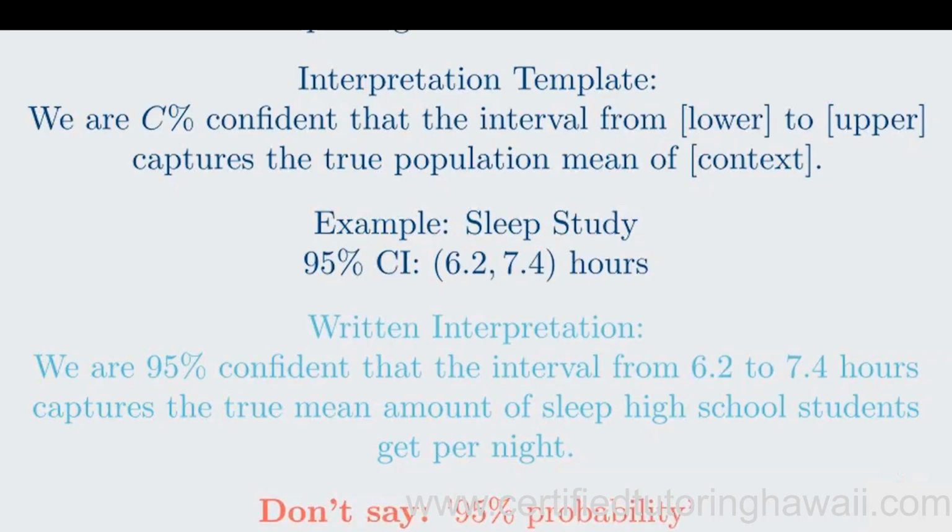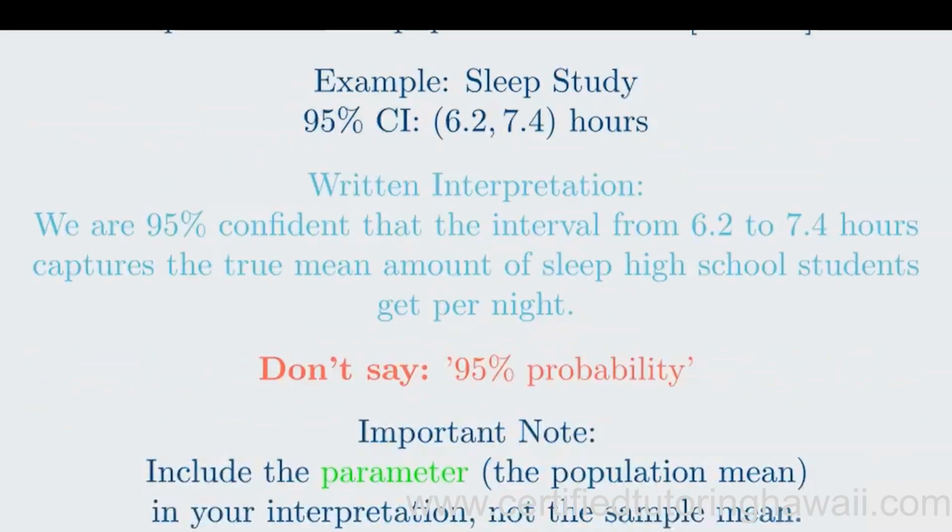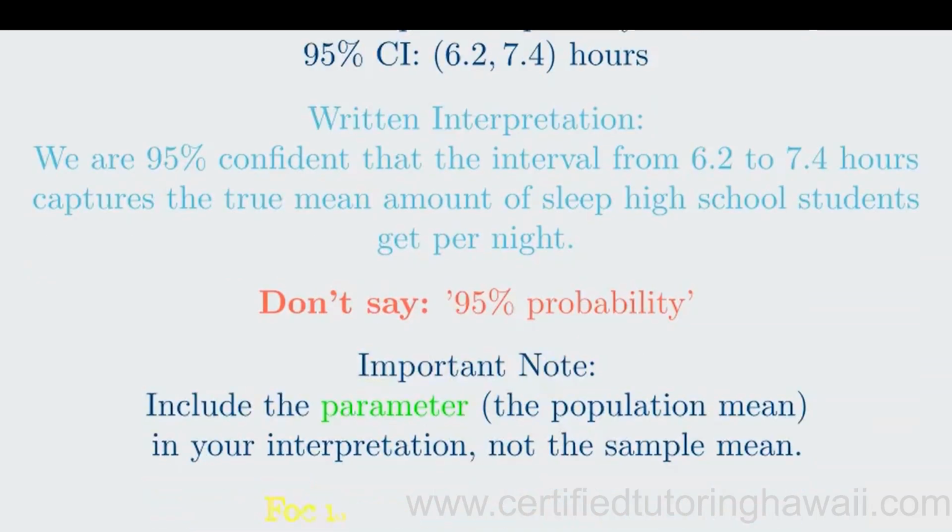Notice what we don't say. We don't say, there is a 95% probability that the mean is in this interval. Once the interval is calculated, the mean is either in it or it isn't. The 95% refers to our level of confidence in the method we used. Include the parameter, that is the population mean, in your interpretation, not the sample mean. We already know the sample mean is in the interval. It's usually right in the middle. We are trying to make a statement about the entire population.